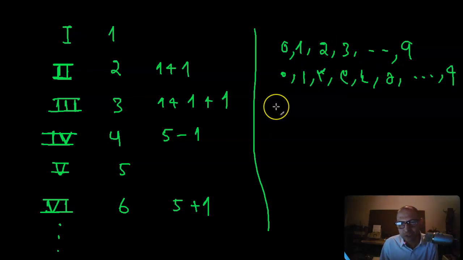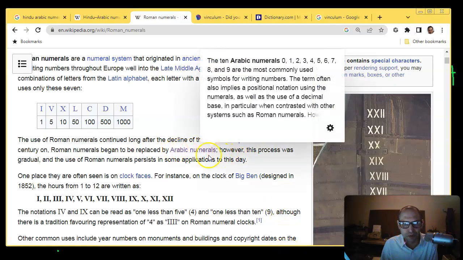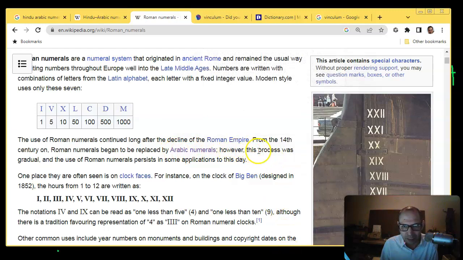Then there are the Arabic numerals, which of course are used in the Arabic language as well, and then there is the family that has descended from the Brahmic family, the Brahmic numerals, which are used in India. That's essentially the meaning of Arabic numerals. However, this process was gradual and the use of Roman numerals persists in some applications to this day.